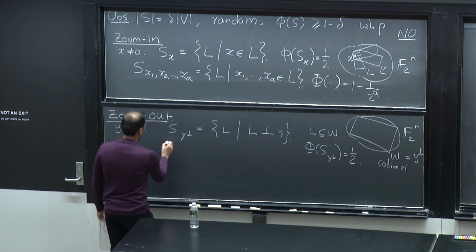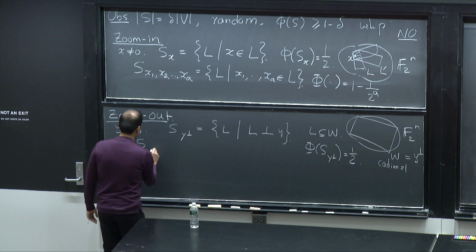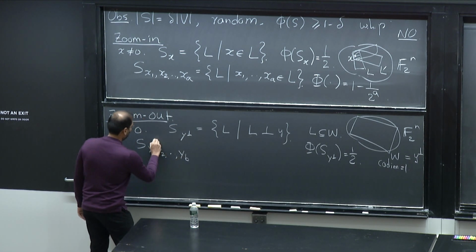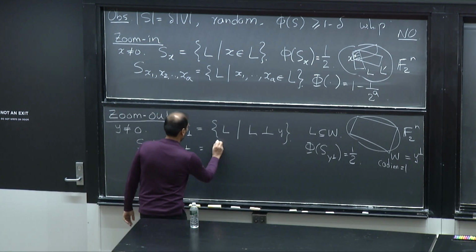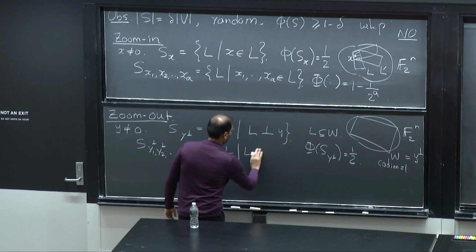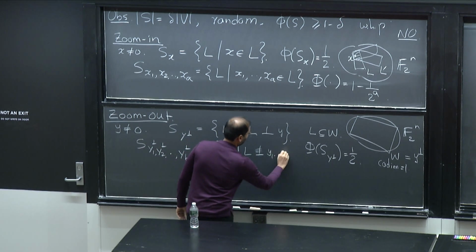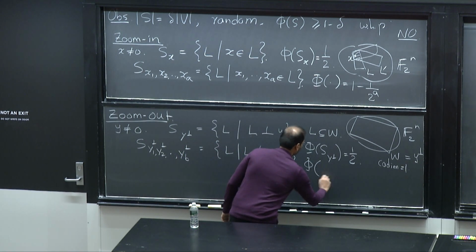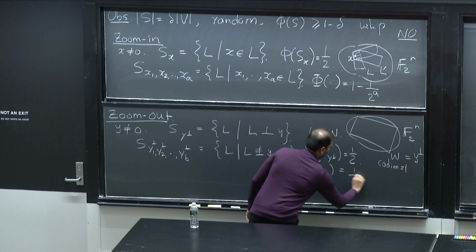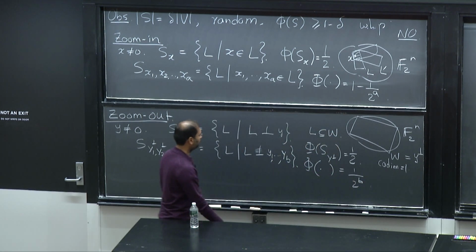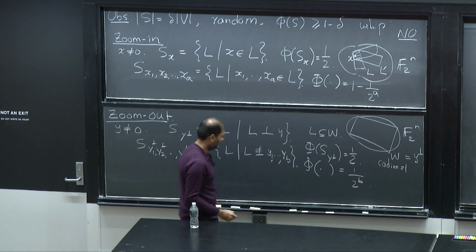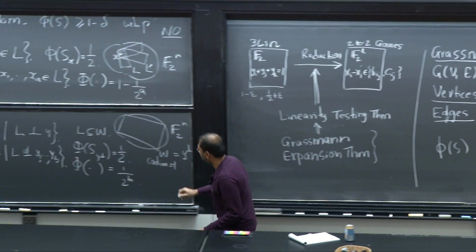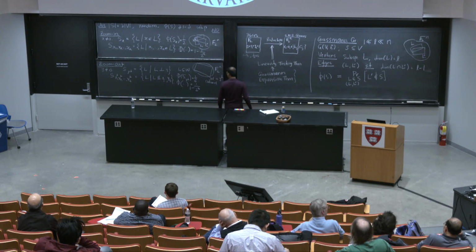Again, you can extend this example to some y1, y2 up to y sub b for some small b. These will be all L which are orthogonal to all of these, y1 through yb. And the expansion of this set would be 1 over 2 to the b. Sorry. Yeah. 1 minus 1 over 2 to the b.